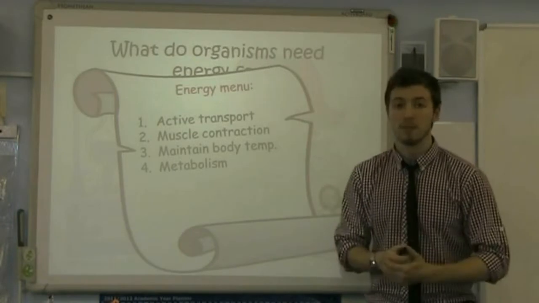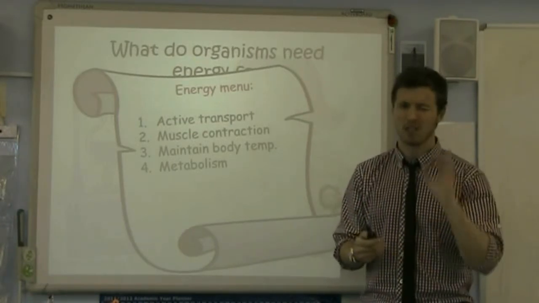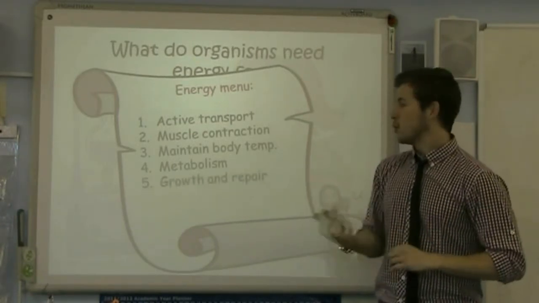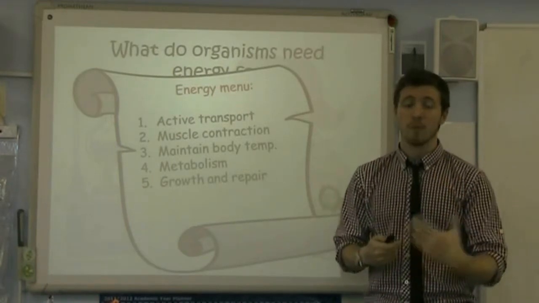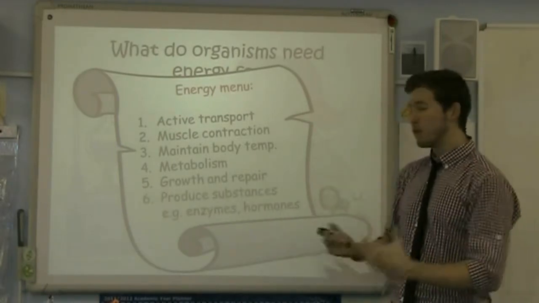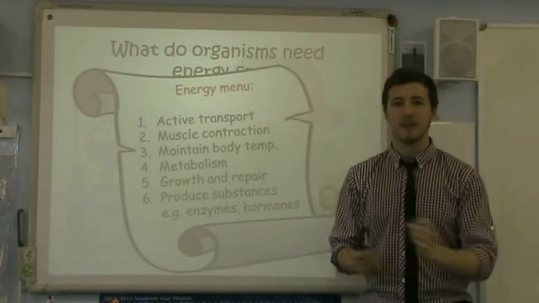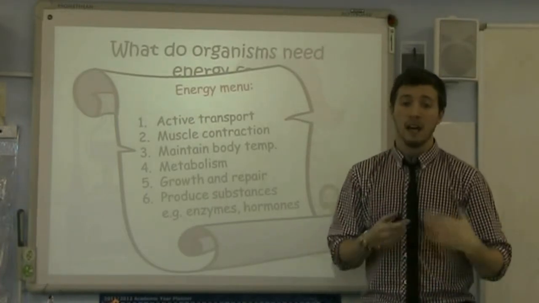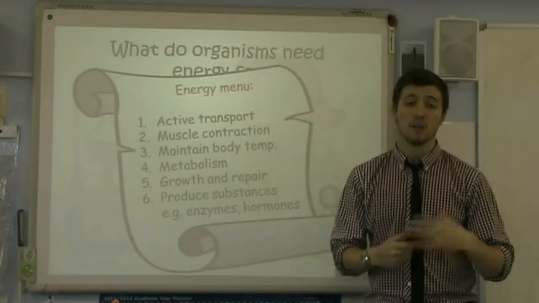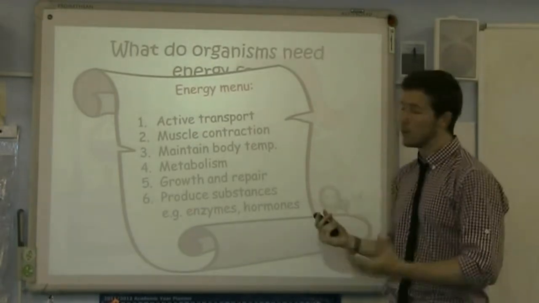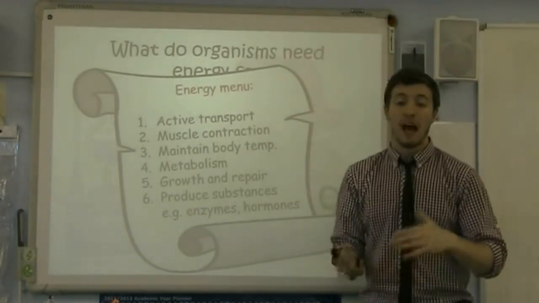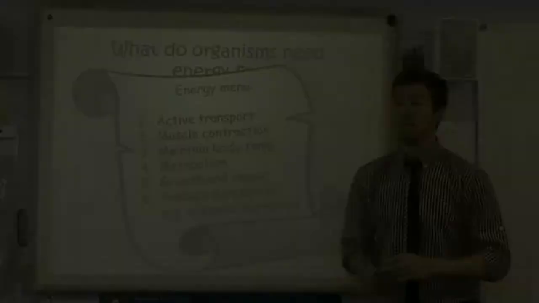Talk about metabolism. It's a broader term, but it's more scientific. It makes you sound a little bit more intelligent. Growth and repair. Actually making something requires a lot of energy. And then producing specific substances, enzymes, hormones, proteins, anything at all. It takes a little bit of energy for your cells to make those substances. So try and use one of these 6 examples and I'll guarantee you will get marks on your exam.